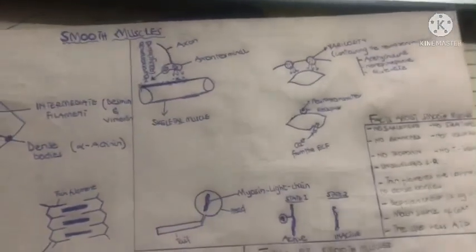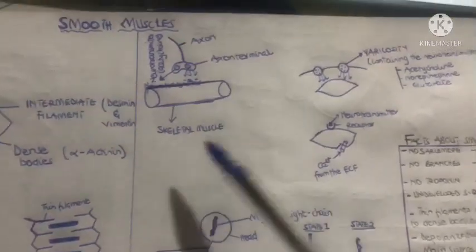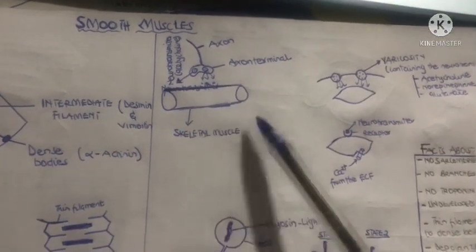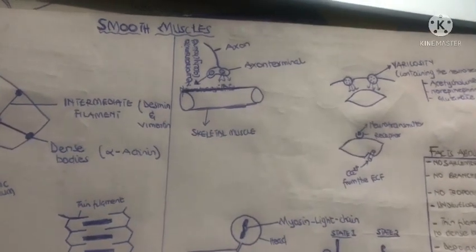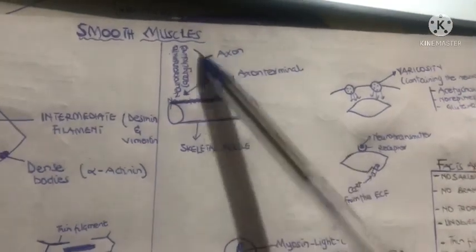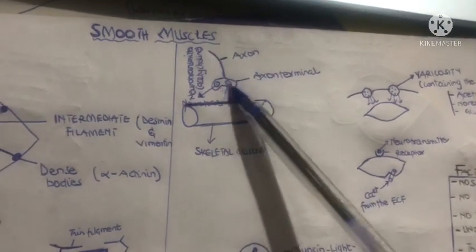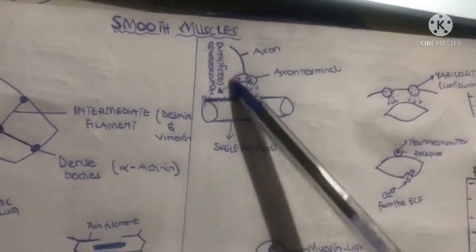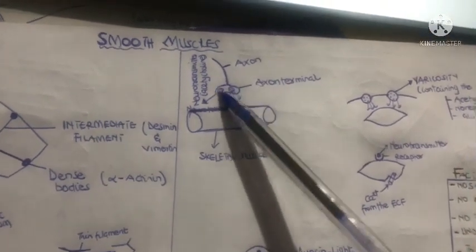Let's look at the innervation of the smooth muscles. When you take the skeletal muscles, they are innervated, or stimulated, by the somatic nervous system. The skeletal muscle is voluntary, so it can be consciously controlled. You see that this is the axon and these are the axon terminals, and the axon terminals contain the neurotransmitters, which are in these vesicles.